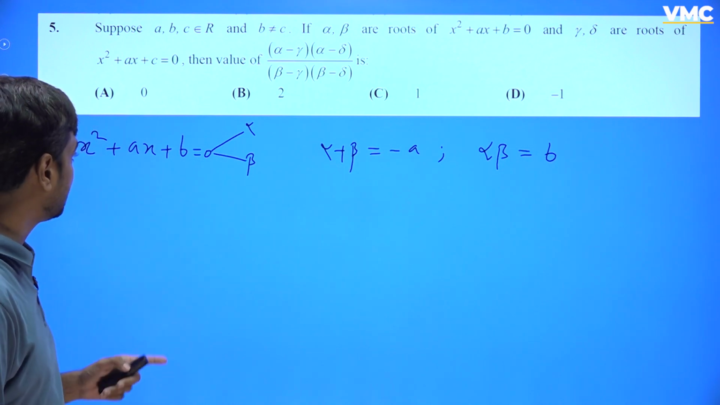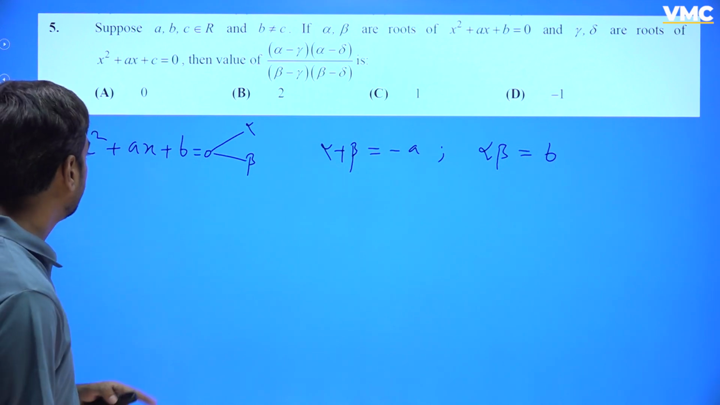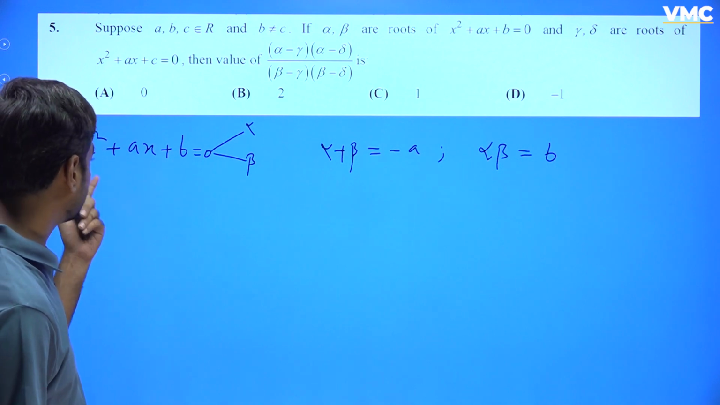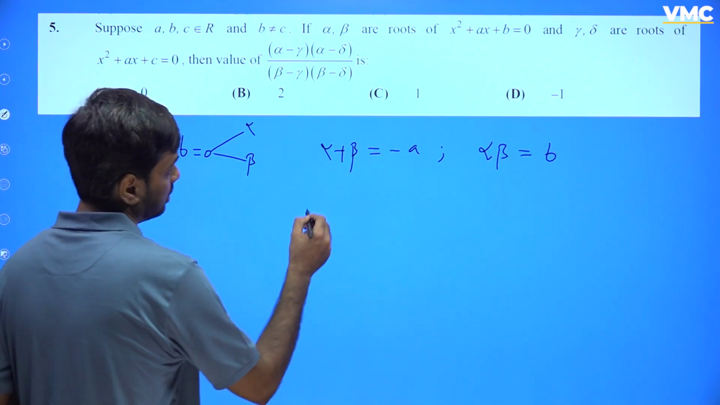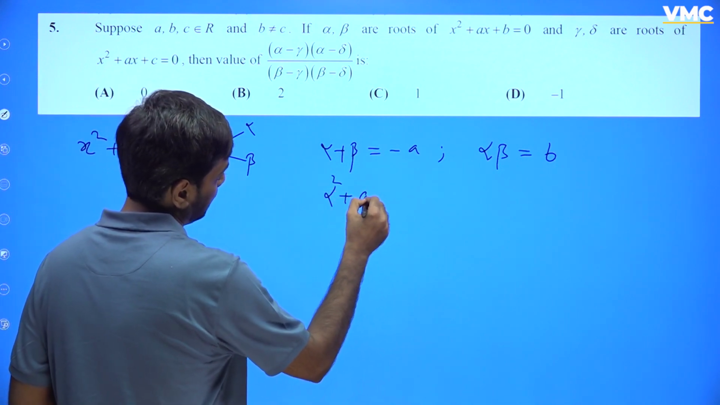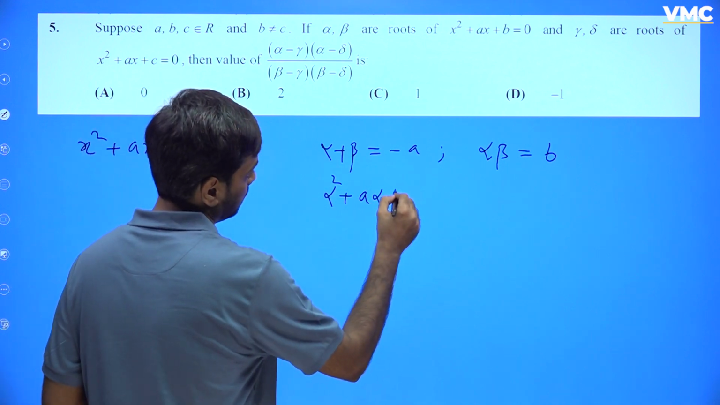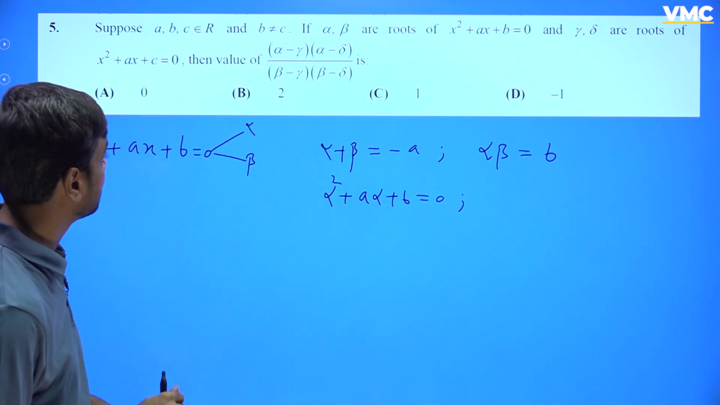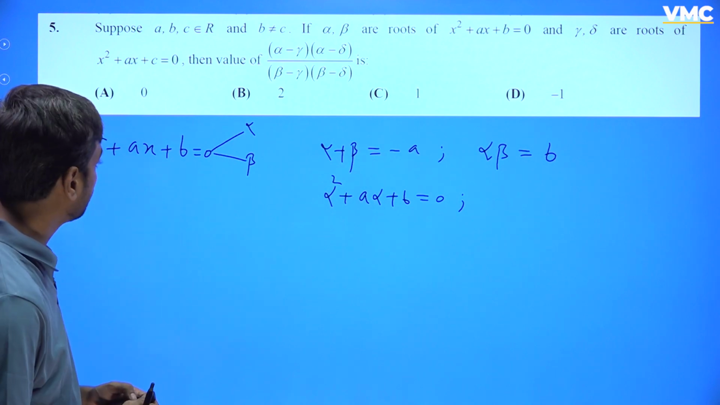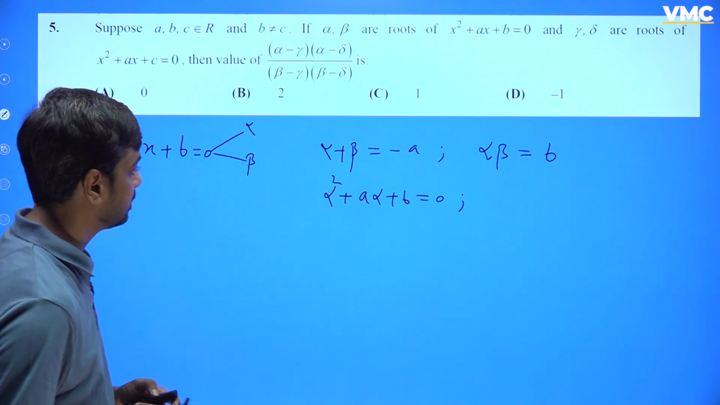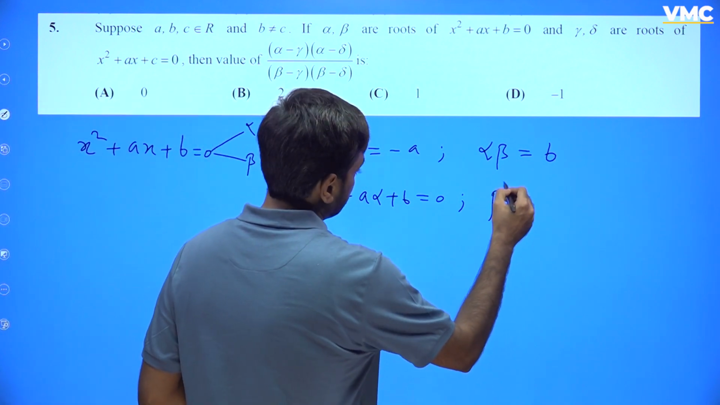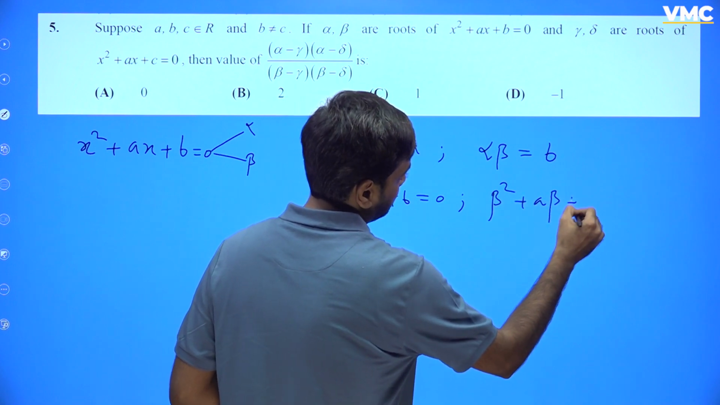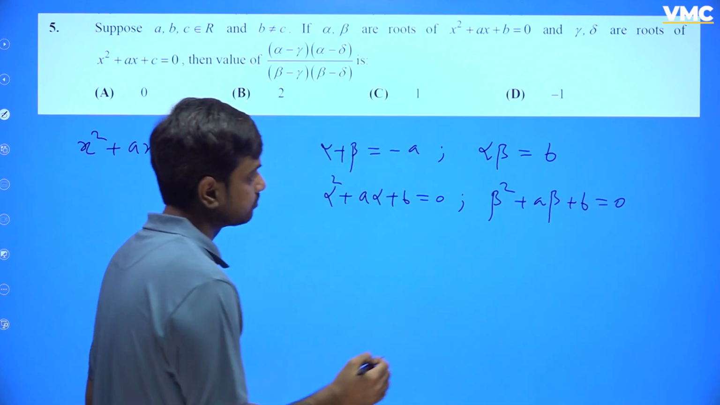One more thing I can write: alpha is the root of this quadratic, so alpha must satisfy this. So alpha square plus a alpha plus b is equal to 0. Beta is also the root, so beta must satisfy this. You will get to know why I'm writing like this. Beta square plus a beta plus b is equal to 0, right?